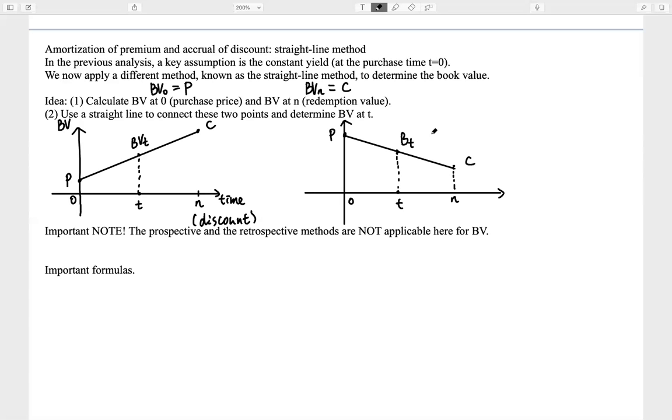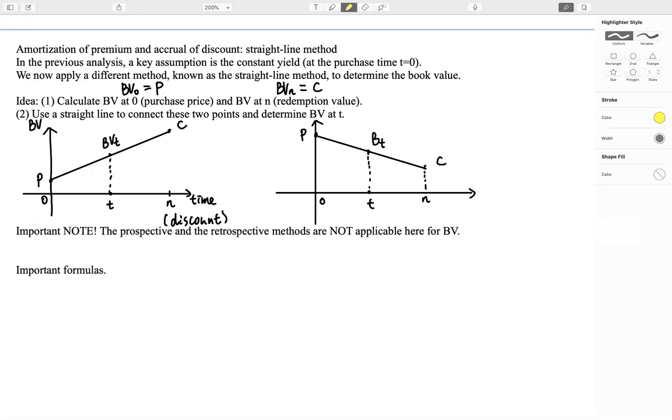We know the book values at 2 terminal times, at the beginning time and at the ending time, at 0 and n. Since we already know 2 points in a 2-dimensional space, we can always draw a straight line to connect them. And we assume all the other book values are exactly on this line. So it helps us to determine the book value. That's why I have a very important note. Please do not apply the prospective method or the retrospective method we used before to calculate the book value. It does not apply here. As I already mentioned, in the straight line method, all the book values will be on the line. So use the straight line to determine your book value.